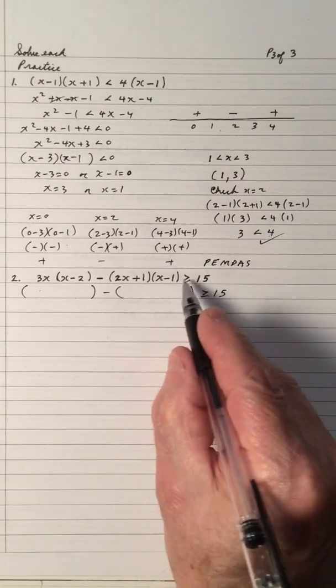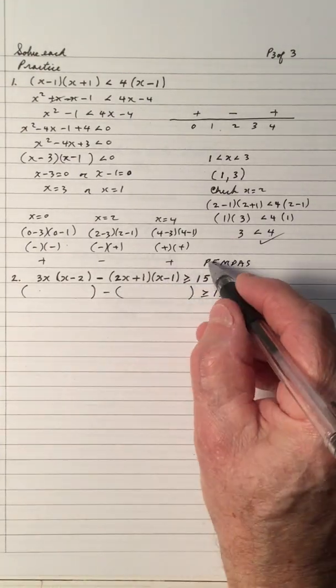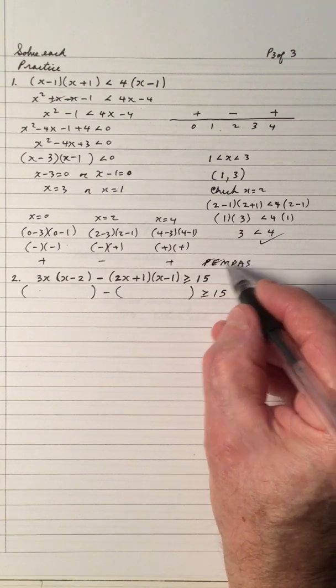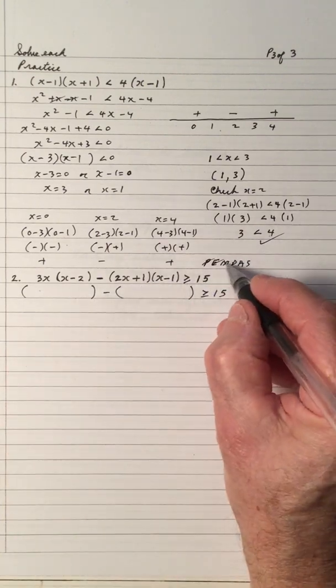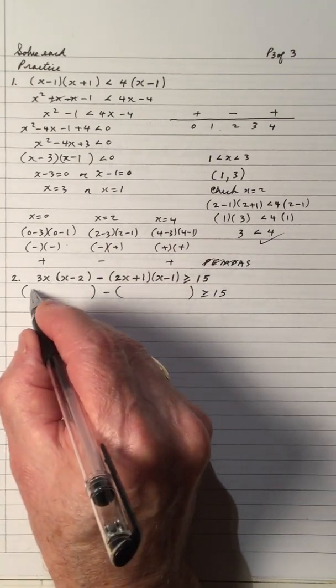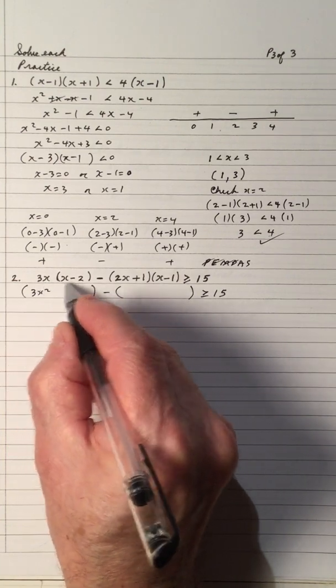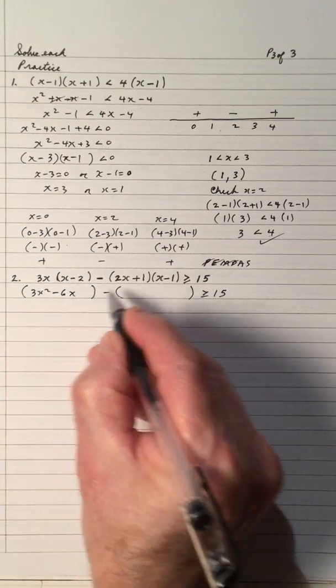PEMDAS. There are no brackets and no exponents, so I have to do the multiplication and division. I'll do the multiplication. 3x times x is 3x squared. 3x times negative 2 is negative 6x.